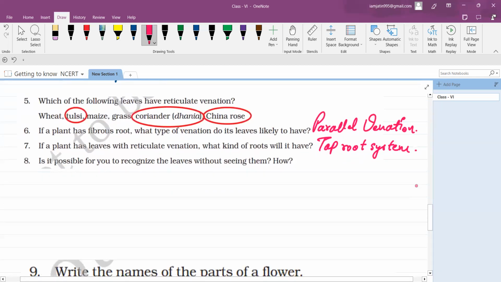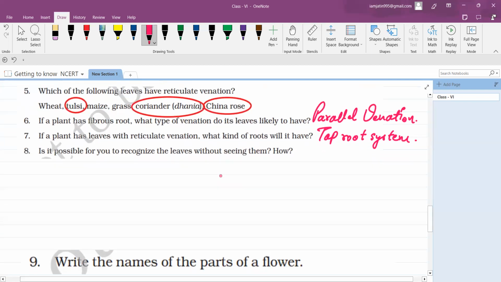Next question. Is it possible for you to recognize the leaves without seeing them? How? Okay, you cannot see the leaf, but is it possible to recognize them without seeing them? Yes, it is possible. We can find whether the plant is having taproot or fibrous roots. Okay, we can tell the venation.